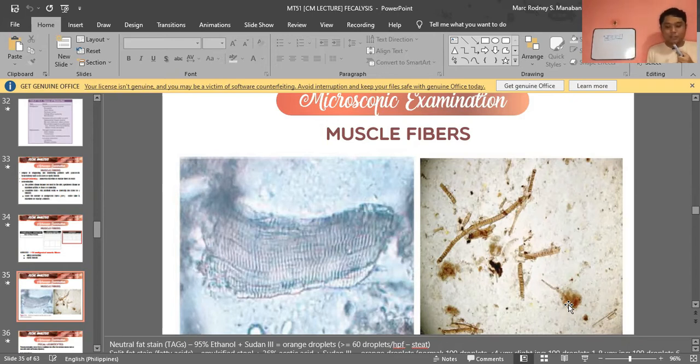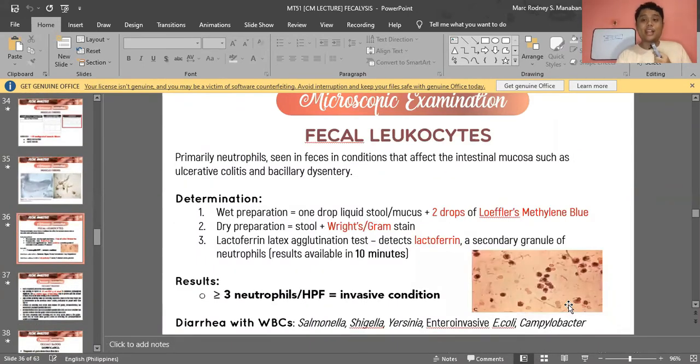So that's for the muscle fibers. Again, the purpose is to detect creatorrhea, because the presence of an increased number of undigested muscle fibers in your feces is indicative of possible pancreatic insufficiency or bile duct obstruction. All right. Next is, of course, the determination of the fecal leukocytes.